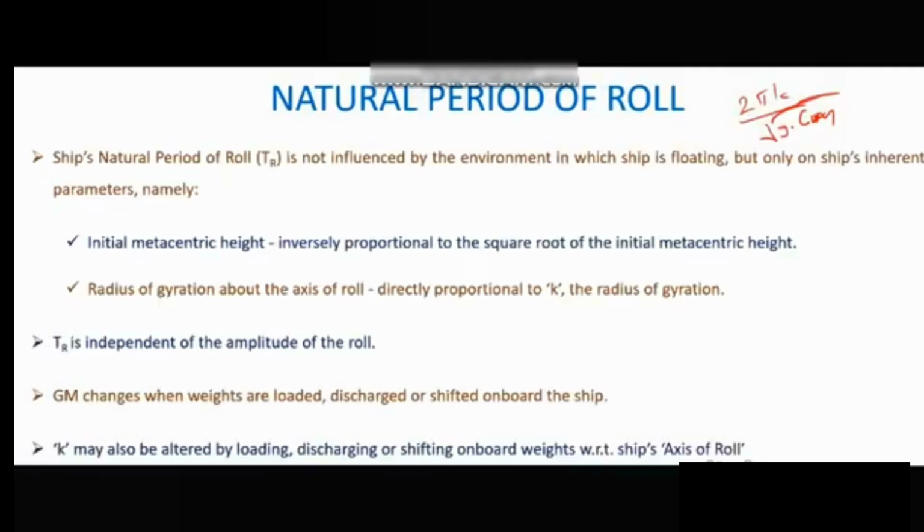Now, the formula 2 pi K under root G GM, you see that once the weights on the ship are fixed, everything is done. The time period is inversely proportional to the square root of the metacentric height GM. So this relationship can be used to estimate the metacentric height of the vessel by measuring the period of roll.